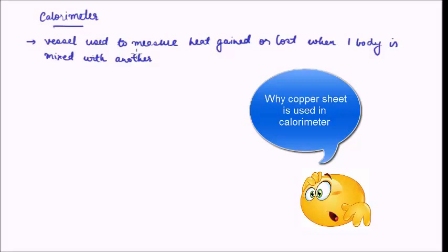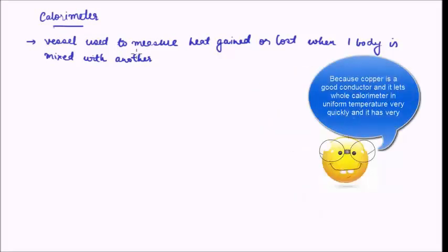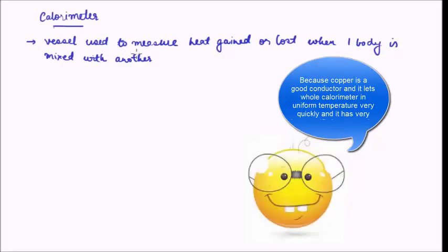Now, a calorimeter is normally made up of a thin lining of copper sheet. Why so? Because copper is a good conductor and it lets the whole calorimeter gain a uniform temperature very quickly. Also, copper has a very low specific heat capacity. As a result, the copper container itself does not consume a lot of heat, and the heat is used to raise or lower the temperature of the body in question rather than the calorimeter itself. If the calorimeter were to absorb or give out a lot of heat, then we would get erroneous results. Also, arrangements are made so that the radiation losses and the conduction and convection losses are minimized.